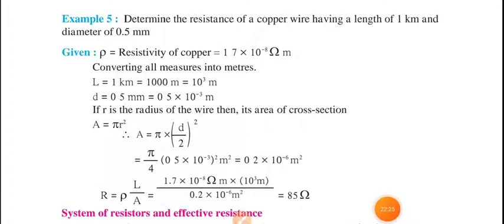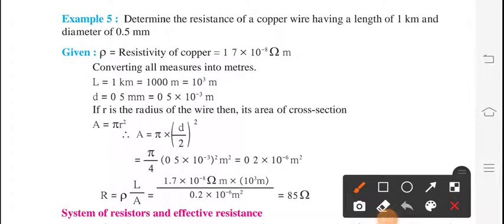Next numerical depends upon resistance and resistivity. Determine the resistance of a copper wire having a length of 1 km and a diameter of 0.5 mm. First of all, we will go ahead with the resistivity of copper, which is a given part. If this type of question is there in your exam, then the resistivity of the specific substance will be given to you. And this is 1.7 into 10 raised to minus 8 ohm meter.